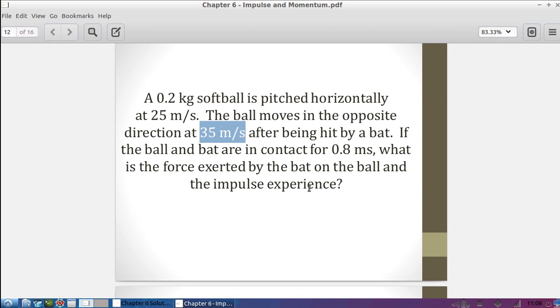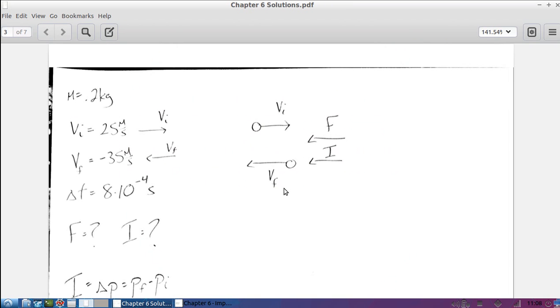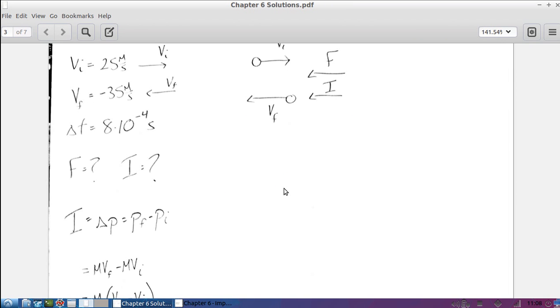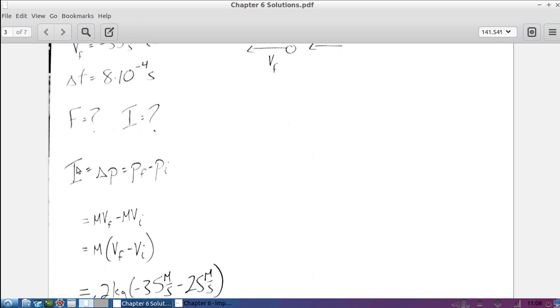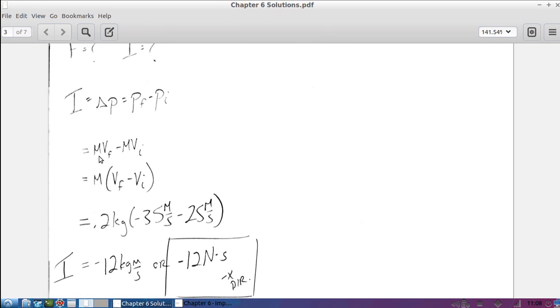which is constant. So we're asked for two things: the force exerted by the bat and the impulse experienced by the ball. So I is F delta t. I'm actually going to solve for the impulse first. So I'm going to set the impulse equal to the change in momentum, which is P final minus P initial. Write it as m v final minus m v initial. The object's mass doesn't change, so I can factor it out if I want.